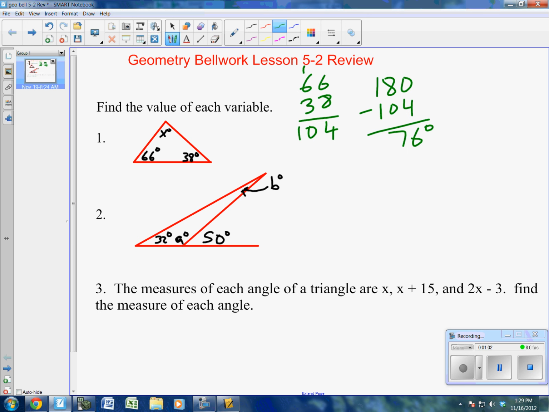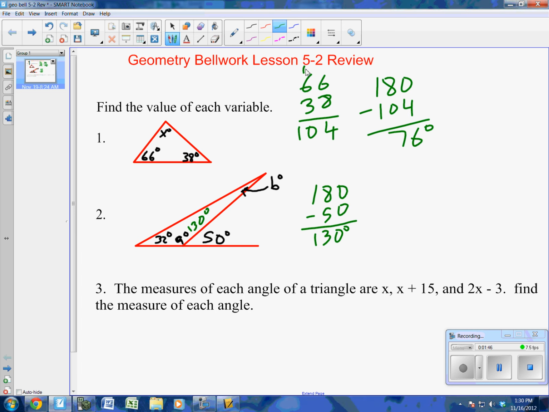Good job. Okay? And then this one right here, in order to get B, you have to get A first. What is A? How do you get it? Well, no, 50 is this angle right out here. Actually, this angle and this angle add up to 180 because they make a straight line. Do you see that? So 180 minus 50 will give us what? 130, and so A is 130 degrees.